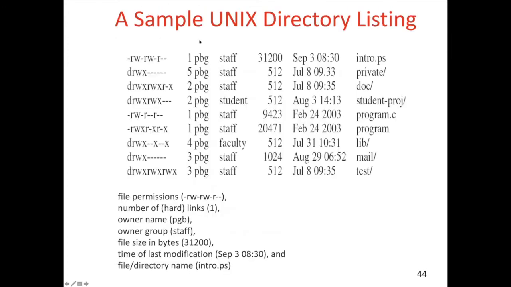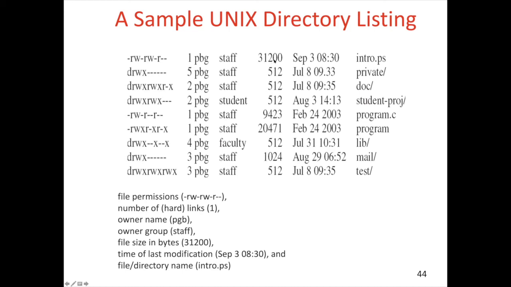Here a sample of a Unix directory listing is given. For example, in this line, this corresponds to the file permissions. This is the permission for the user and the group and for the others. And then we see the number of hard links, which is 1 for this file. This is the name of the owner of the file, which is PGB here. And the group for this file is staff.